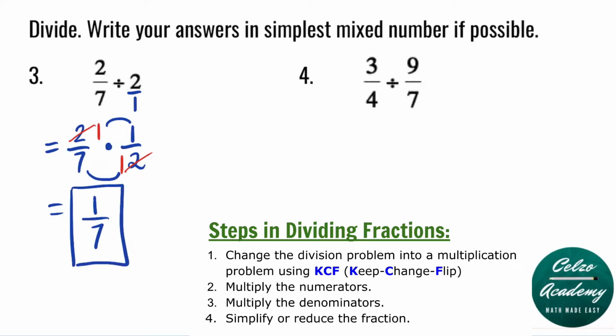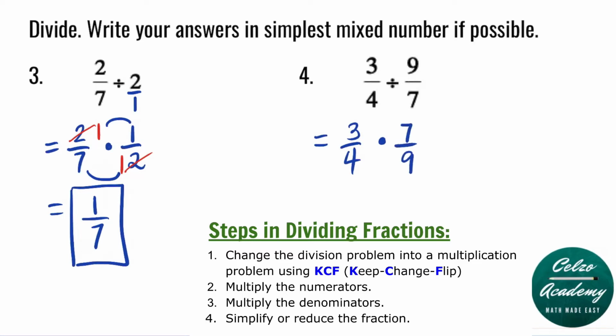Question number 4. 3/4 divided by 9 over 7. Step 1 is to change this into a multiplication problem using the KCF. We keep the first fraction 3/4. We change division to times, and then we flip the fraction as 7 over 9.